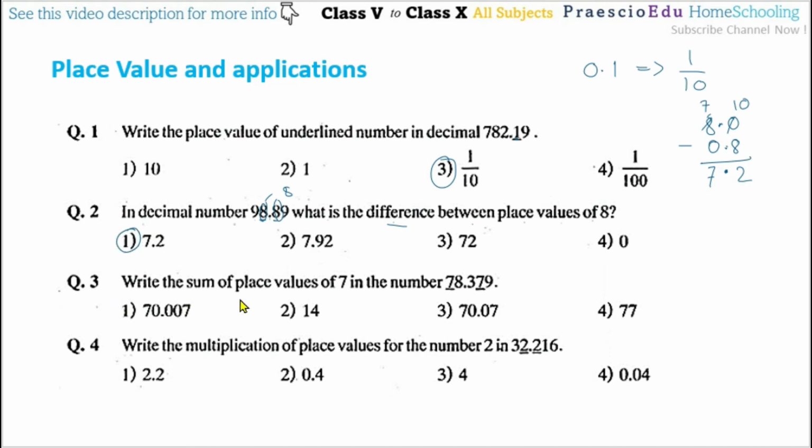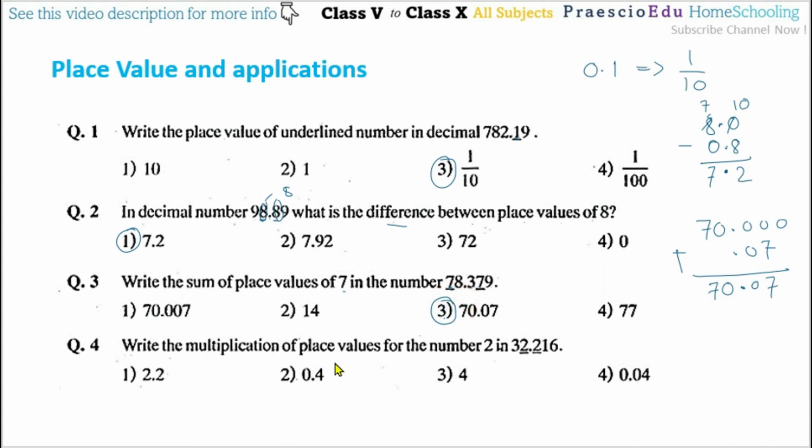Question number 3, write the sum of the place values of 7 in number 78.379. So 7 here means this is 70. 70.000 we will keep, because here there are 3 decimals. And after this one, this is 0.07. 0.07. So summation means addition we have to do. So this is 0.07 and this is 70 as it is. So 70.07. 70.07 is in option number 3.